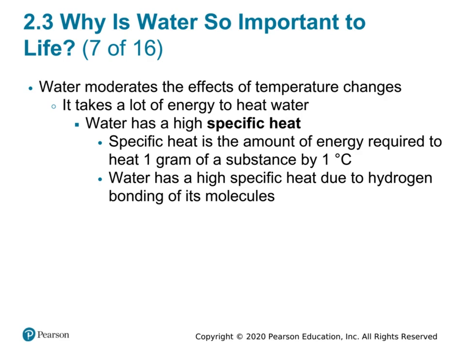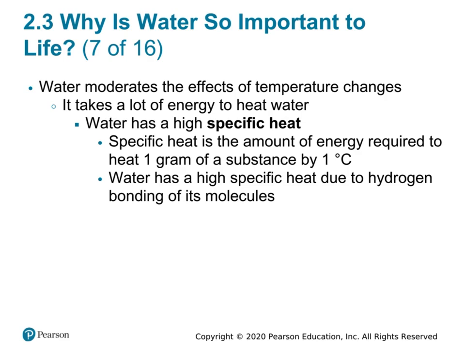Water also moderates the effects of temperature changes, and it takes a lot of energy to heat water. That's because water has a high specific heat. So when you go to the beach in May and it may be just hot enough, the water's still probably freezing because it takes a lot of heat to heat up a body of water, even 1 degree Celsius. So that high specific heat is due to hydrogen bonding of its molecules.